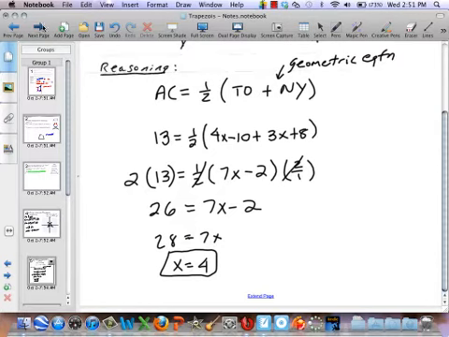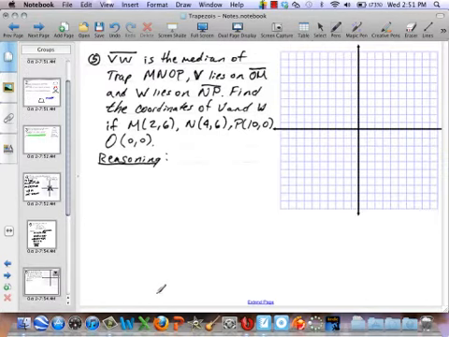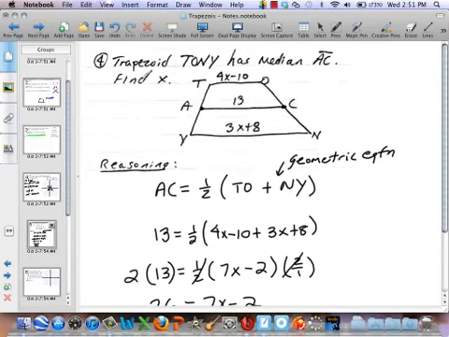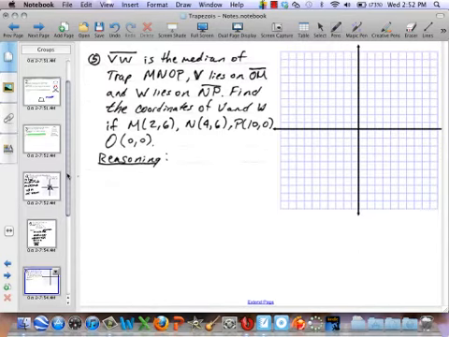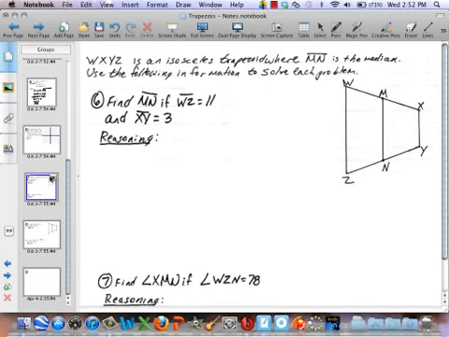Okay, let's try another one. Say that again? Well, now that's where you have to read the problem. All the problem said was find x, so we're done there. If it said, what is the length of NY? Take 4, plug it in. So you have to read the directions. I'm going to go ahead and skip this problem, and I want to go back to here. I want to keep practicing with this a little more. Good job.